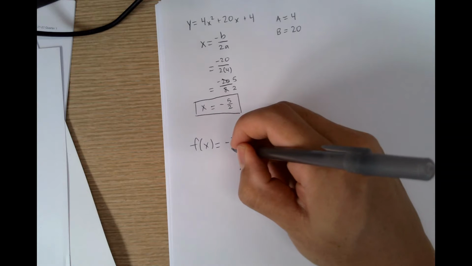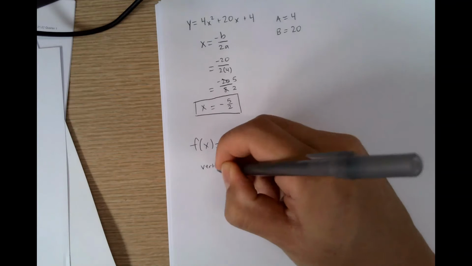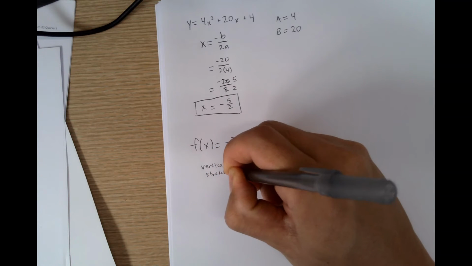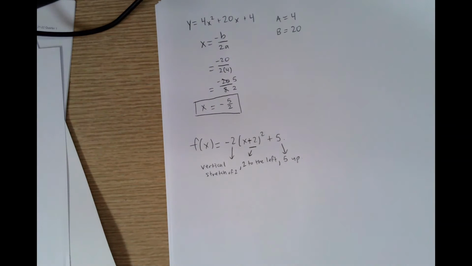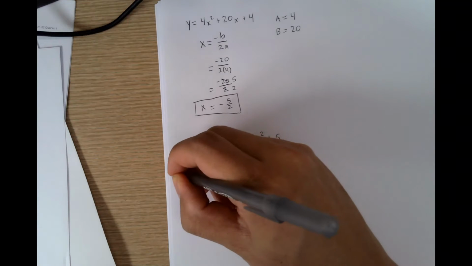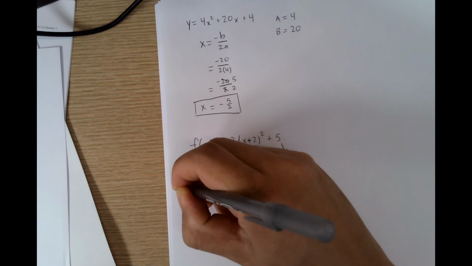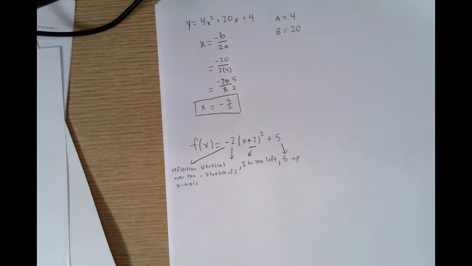Because of this 2 here, we know there is a vertical stretch of 2. And the last thing that you should identify is that there's a negative in front of the whole equation. In that case, we can identify that there is a reflection over the x-axis. So you should be able to identify all 4 of these transformations.